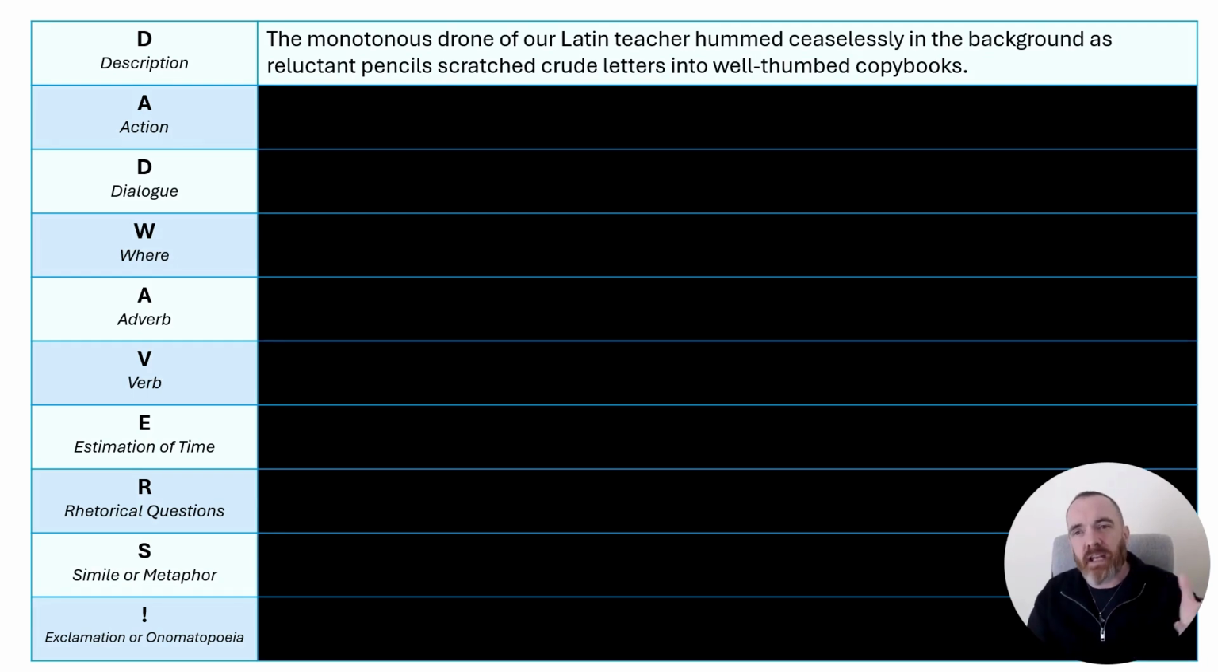Notice that the description isn't necessarily about just the physical scenario that it's in. It's got a lot of emphasis here on sound. Monotonous drone, hummed, for example. Even the pencil scratching the crude letters, we can almost hear a scratch. It's slightly onomatopoeic. So when we think of description, we don't just think of describing what stuff looks like. We're very visually oriented often in our writing. Don't forget that we have 5 senses at least. And make sure you incorporate those into your writing.